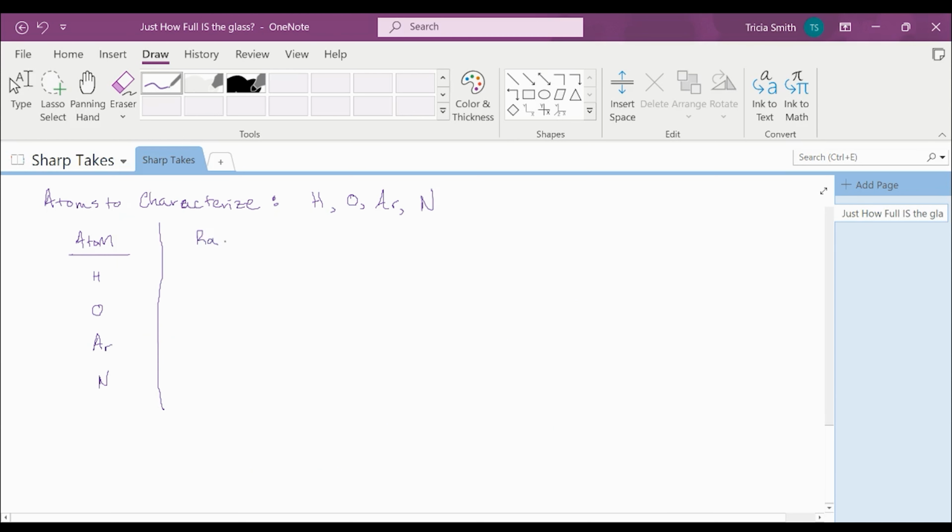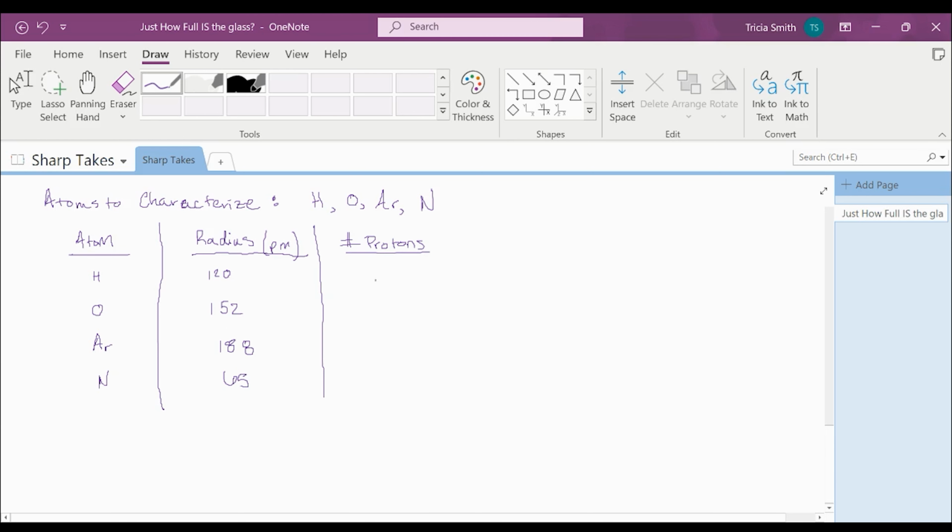What is the radius? These values are going to be in picometers. The atomic radius of hydrogen is 120 picometers. The atomic radius of oxygen is 152 picometers. The atomic radius of nitrogen is 65 picometers. And the atomic radius of argon is 188.